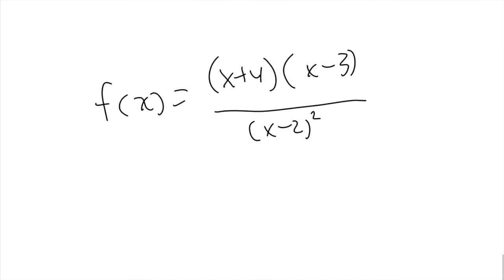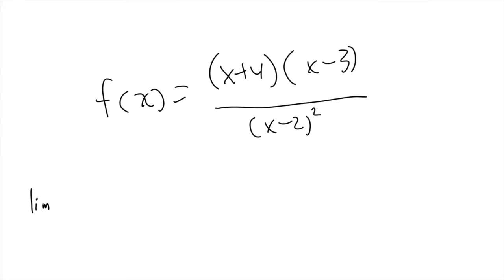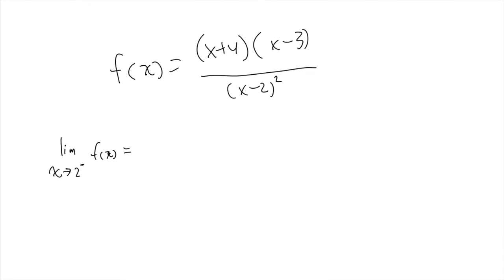So let's first start off with the limit as x approaches 2 from the left of f of x. Let's choose a number really close to 2 that's not 2, so we could say like 1.999. So make it really close. Let's try plugging that in.